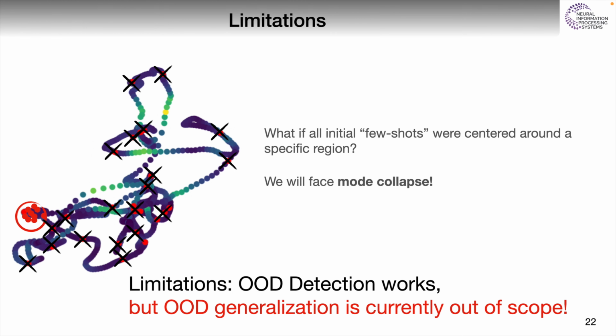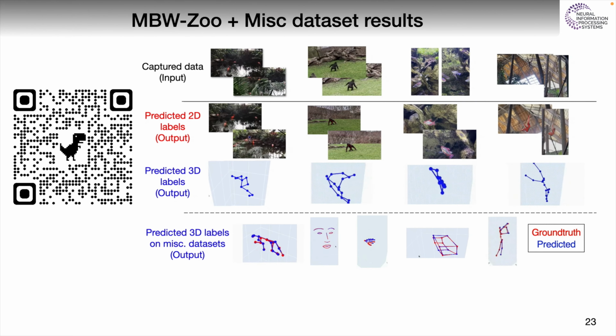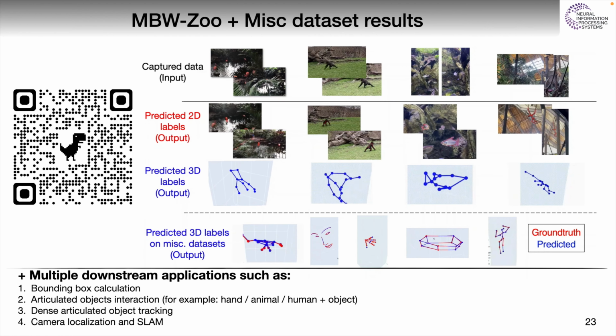A note on limitations of MBW. MBW is prone to mode collapse, usually seen in GANs, if the initial 1% of labels do not cover enough non-rigid pose variation. Thus, MBW carries out OOD detection and auto-labeling for data captured in the wild in a few-shot fashion.